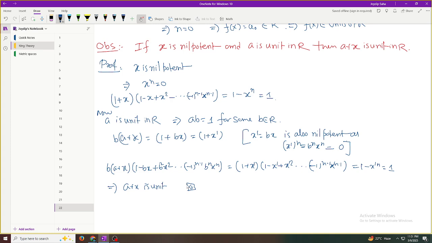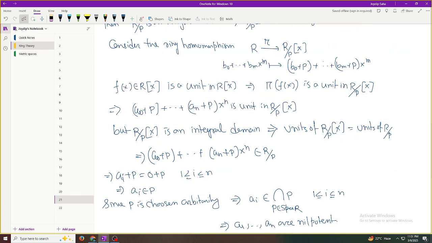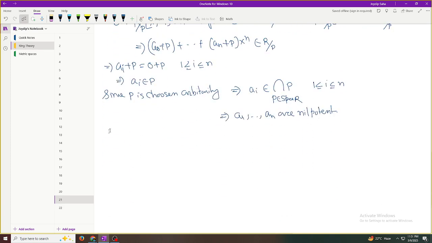So that is the proof. So unit plus nilpotent is unit. Unit plus nilpotent is unit. So this is the observation. Now I am going back to this problem. Conversely, let a0 be a unit and a1 to an be nilpotent.